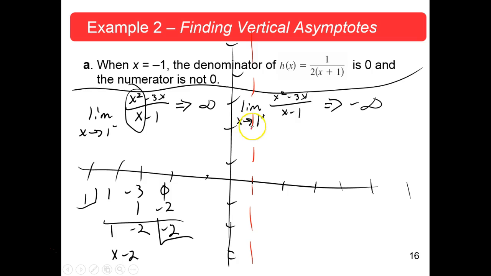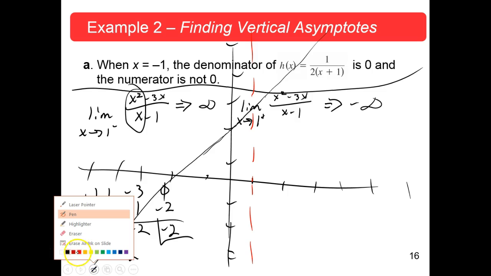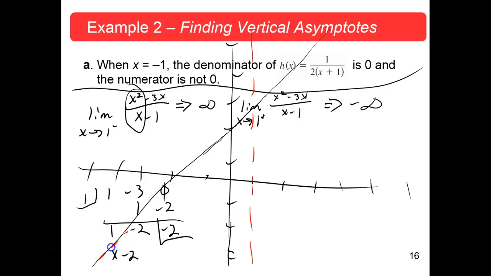It would be something like, why is it doing that? My pen has disappeared. There we go. Okay. This is approximately a slope of 1. Okay. I'm sorry, I probably should have done it in red. That is what we call a slant or oblique asymptote.